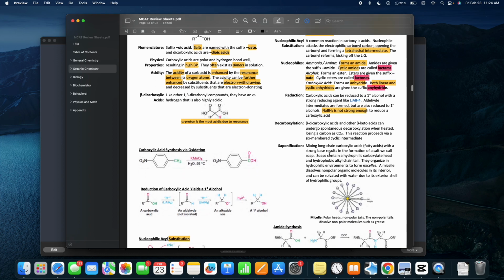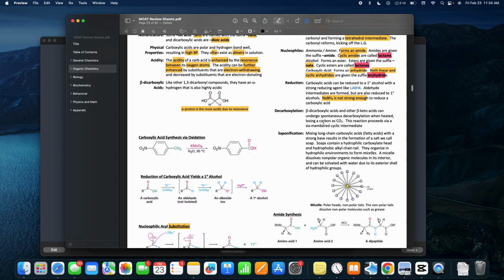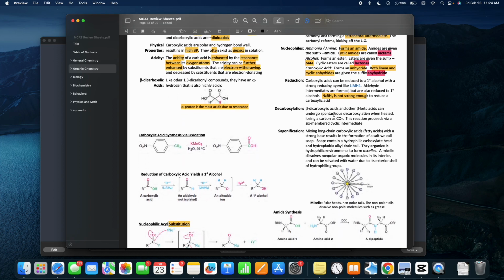Then we have decarboxylation. Beta dicarboxylic acids and other beta keto acids can undergo spontaneous decarboxylation when heated, losing carbon and CO2. This reaction proceeds via a 6-membered cyclic intermediate. So decarboxylation, we definitely need to figure out more about it.